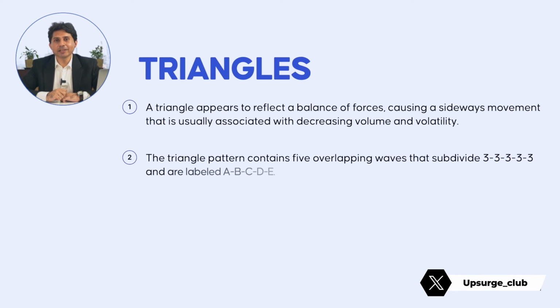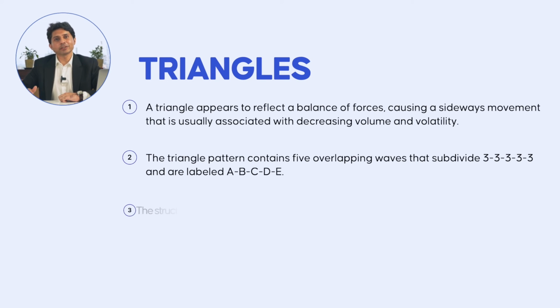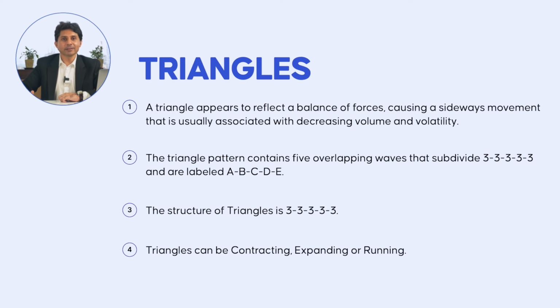The triangle pattern contains 5 overlapping waves that subdivide into threes and are labeled A, B, C, D, E. The structure of triangles is all 3 waves. Triangles can be contracting, expanding, or running, and they all have slightly different variations of rules. Let's look at the contracting triangles first.